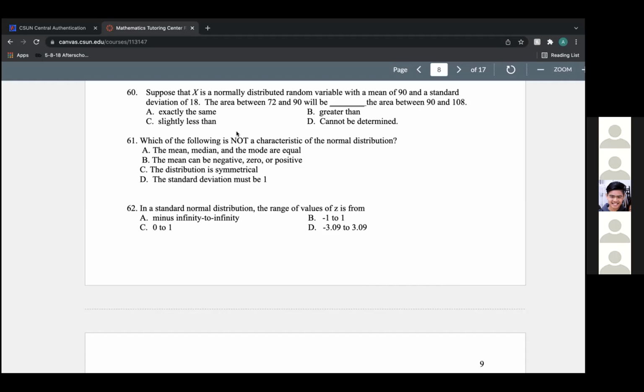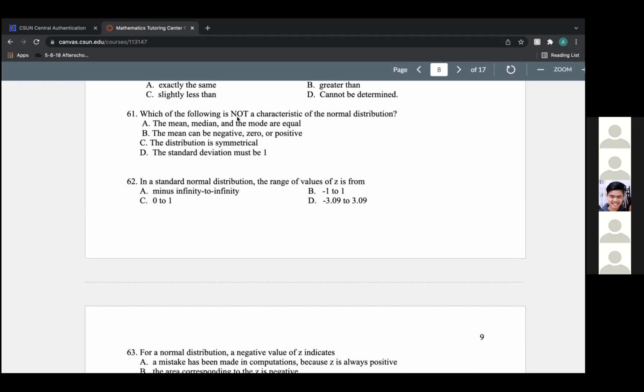62. In a standard normal distribution, the range of values of z is from what to what? What are the possible z values in a standard normal distribution? Minus one to one? No, it is not minus one to one. Is it 0 to 1? No, that's incorrect as well. Two down, two to go. A? It is A. That is correct. Minus infinity to infinity. B is how many deviations you can be from the mean. You can be as many deviations as you want.